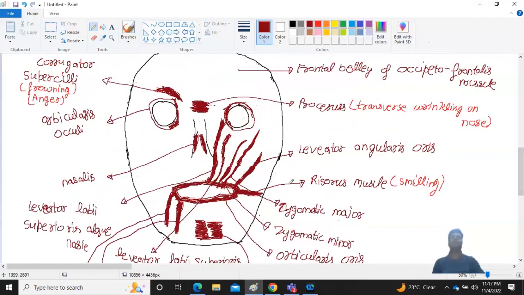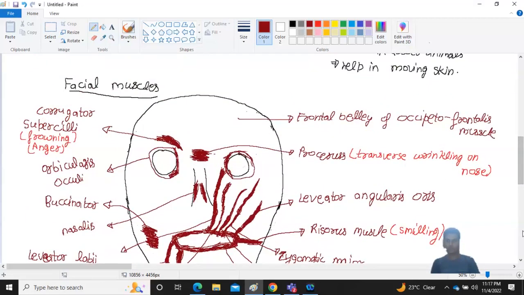And the one last muscle, this is the risorius muscle. If we remove the risorius, there is a muscle present which is attached to the teeth. You can name this muscle, which is present in the cheek region. Basically, this is called buccinator muscle.